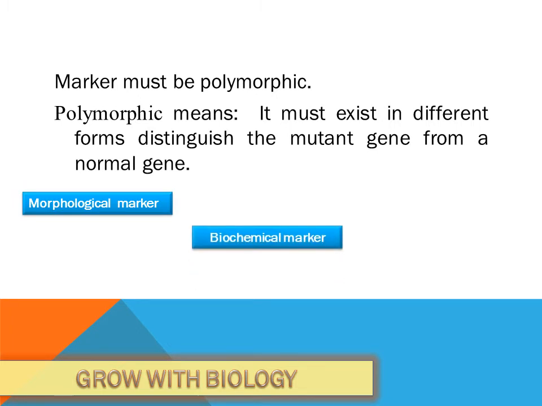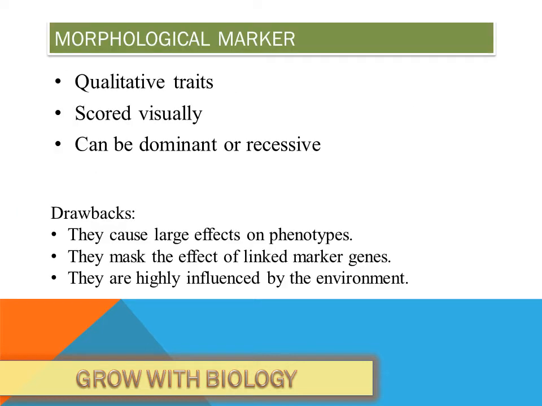So there are three types: morphological markers, biochemical markers, and molecular markers. These are the three types of markers which we will deal with. First is morphological markers. Morphology means whatever is visualizable with our eyes, whatever we can see.